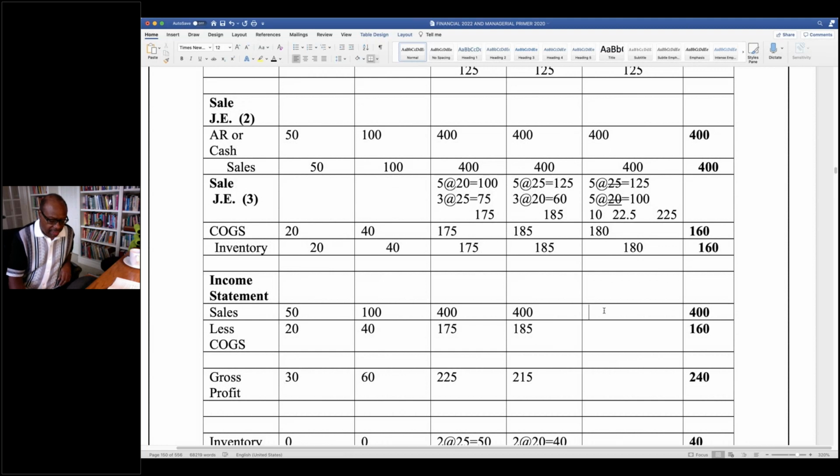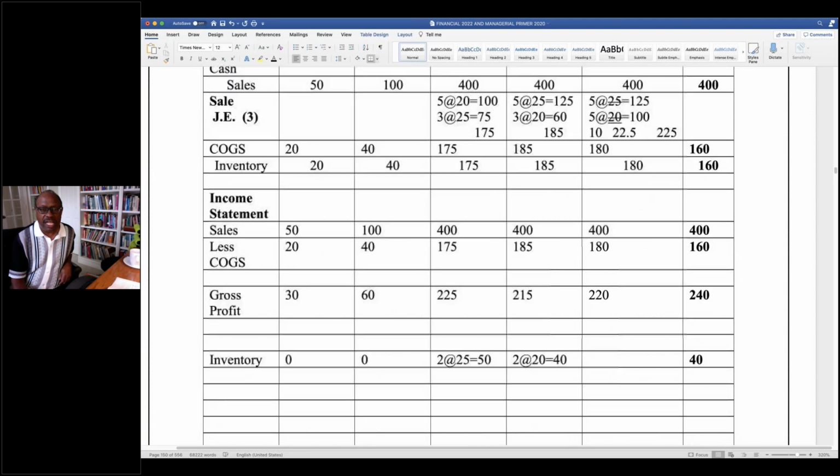So we get 400 here. And we have, what is it, our 180 here. I have a question for you when you're done with this, because it's not going to be about this in particular, but. So what's our gross profit? 220. Mm-hmm. Then in the inventory, we got what? 2 at 22.5 equals 45. 45.